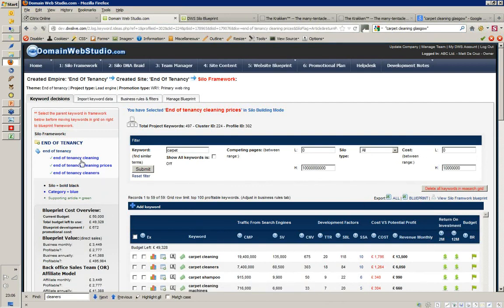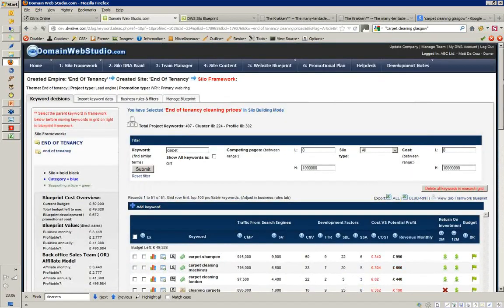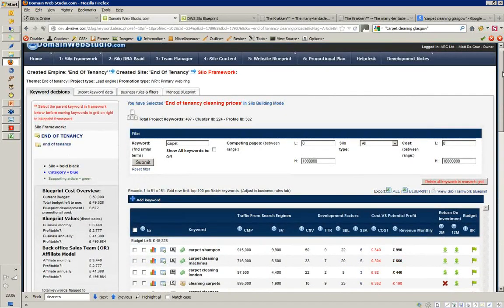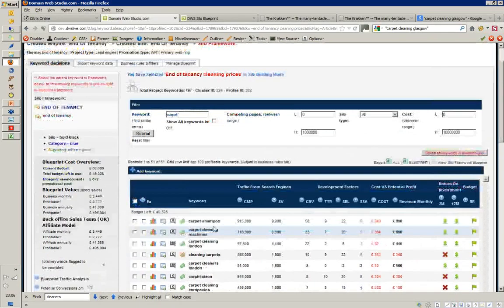So when we look at carpet, if we look at end of tenancy, that's 1 million pages. I don't want to have keywords bigger than 1 million pages, so I'm going to type in 1 million over here. When I click submit, it's going to filter out the keywords that are greater than 1 million pages and give me the things that are sitting underneath there. And we can see if there's anything worthwhile looking at. So carpet shampoo, carpet machines, carpet cleaning London.